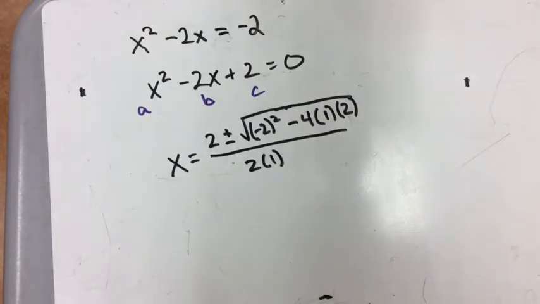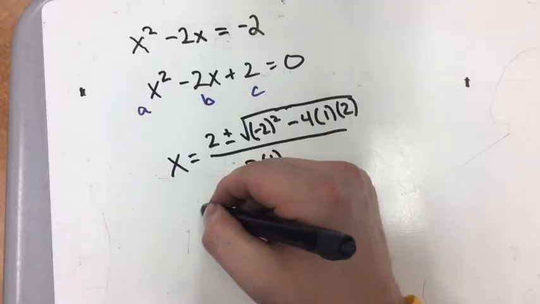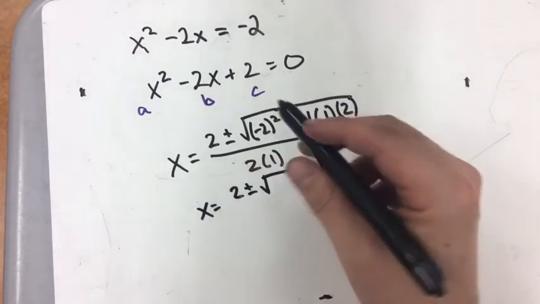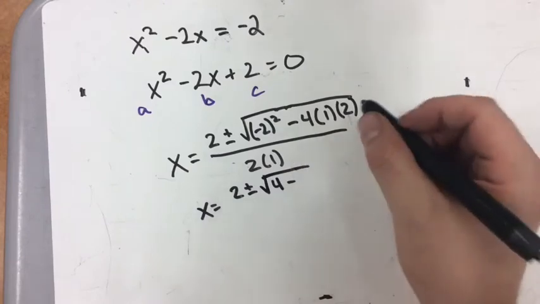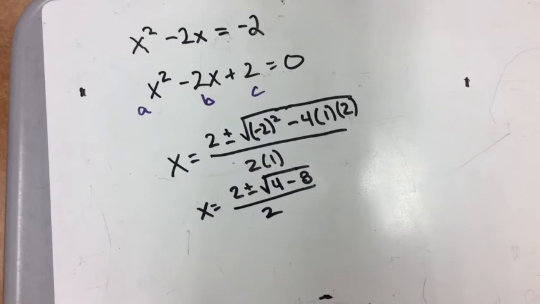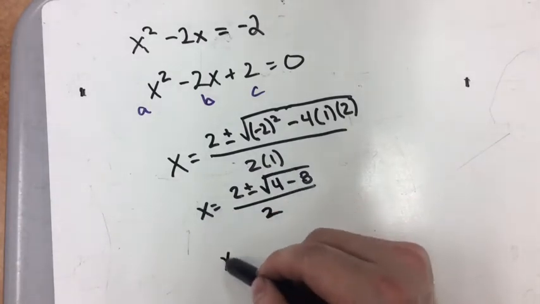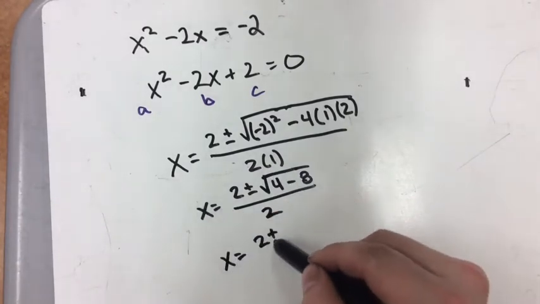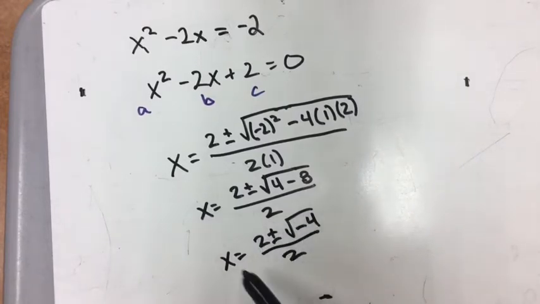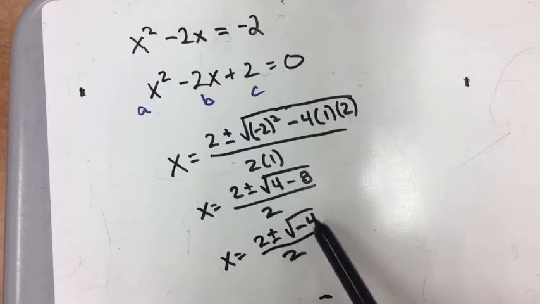So there's our setup. Now it's all just plug and chug. So now we have x equals 2 plus or minus the square root of 4 minus 8, all over 2. We can continue to wrap this up. Now we have x equals 2 plus or minus the square root of -4 all over 2. Before, once we got here, we were done because we have a negative in the radical, and that used to not be okay, but now we have powers to work with this.